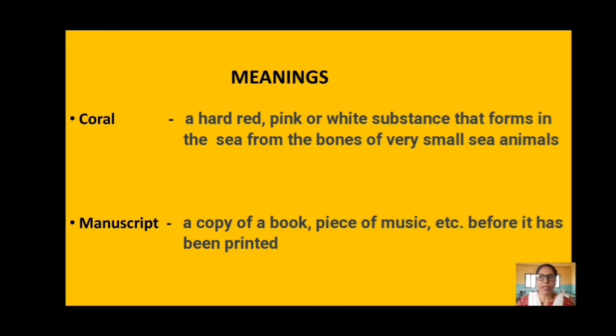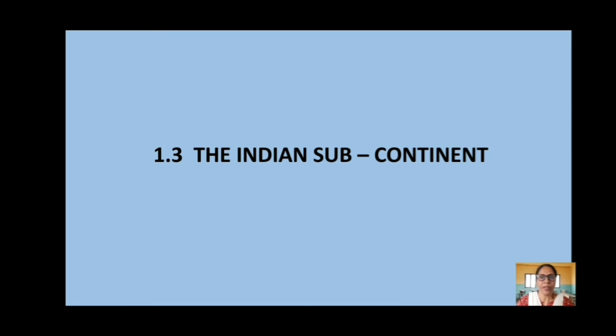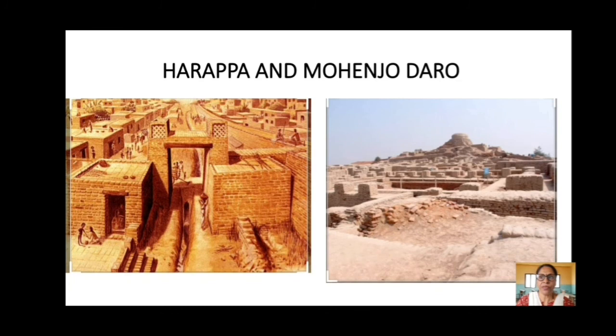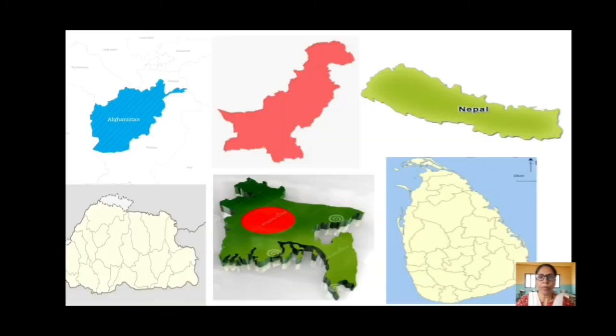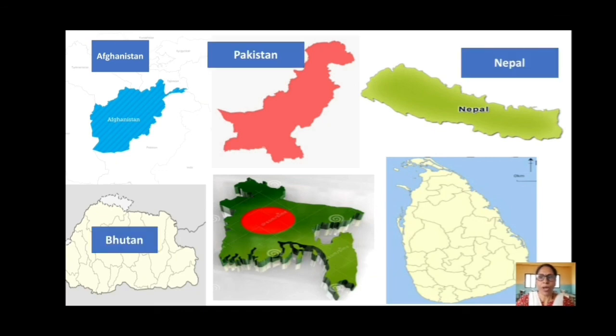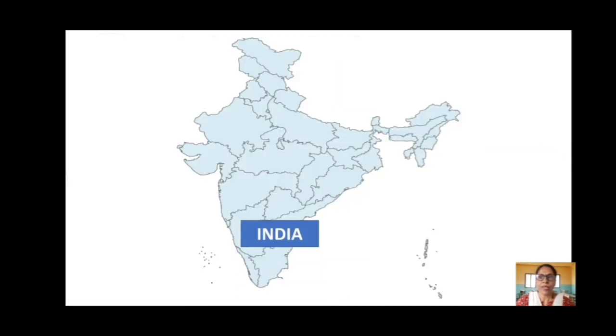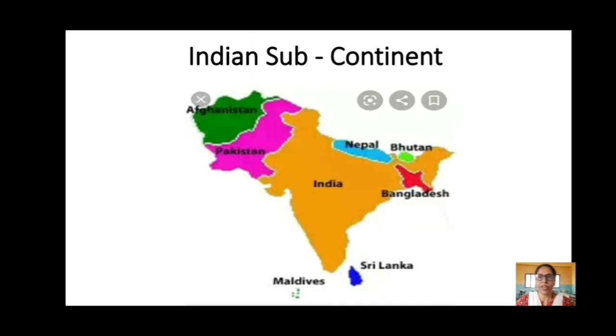Now, we will study the third part of this lesson, that is 1.3, the Indian subcontinent. The cities of Harappa and Mohenjo-daro are in today's Pakistan. Afghanistan, Pakistan, Nepal, Bhutan, Bangladesh, Sri Lanka and India together form the region known as South Asia. Considering the expanse and significance of India in this region, it is also known as the Indian subcontinent.